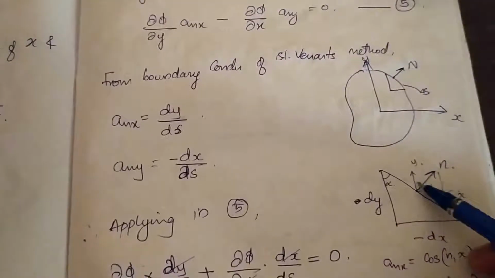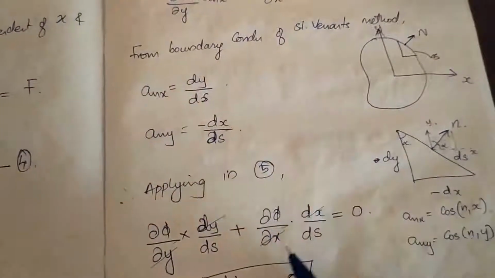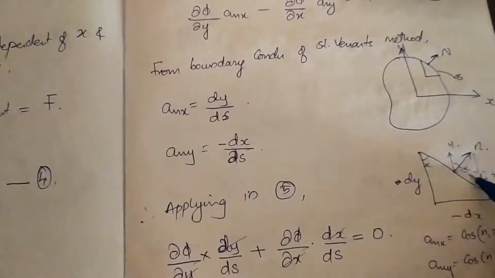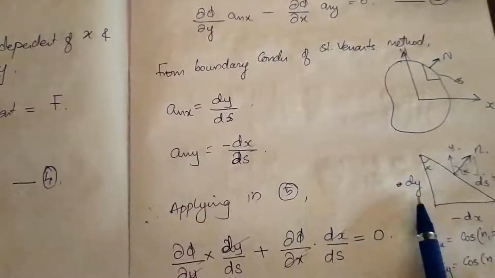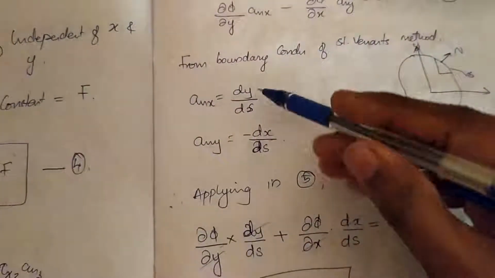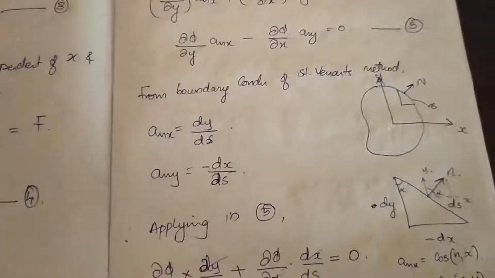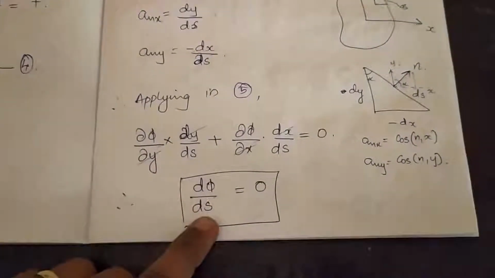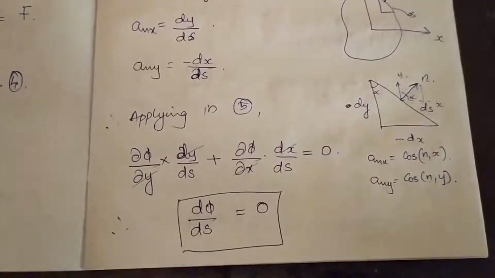n and y is 90 minus alpha. Okay, right? So sine alpha it will come. Okay, fine. So nx is dx, this is minus dx, ny will be minus dx by ds, and nx will be dy by ds. Okay, this we have already done in our previous lectures. Okay, substituting these values in this equation, you will get d phi by ds is equal to 0.